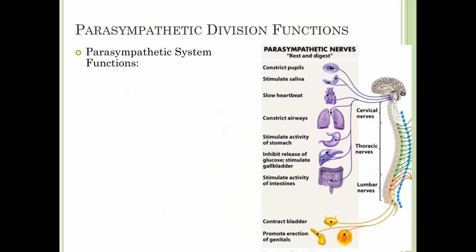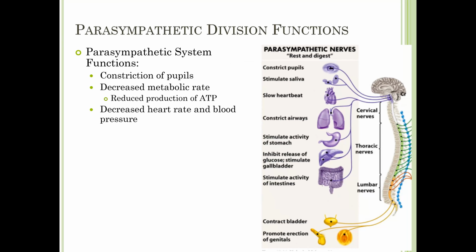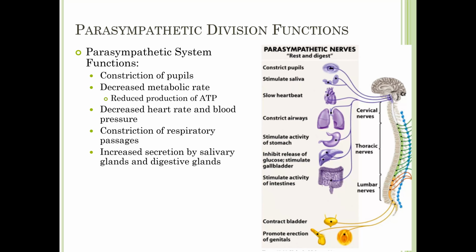So the functions of the parasympathetic division include constriction of the pupils, a decreased metabolic rate, which means a reduced production of ATP, a decreased heart rate and blood pressure, constriction of the respiratory passageways, increased secretion of salivary glands and digestive glands like the gallbladder and the pancreas, increased motility, which means movement of the muscles in the digestive tract. So for example, the muscle movement that moves your food through the digestive tract is called peristalsis. So the parasympathetic division will increase peristalsis.